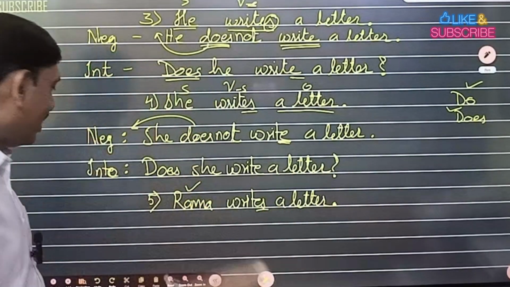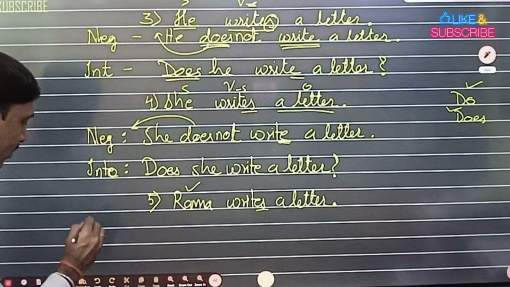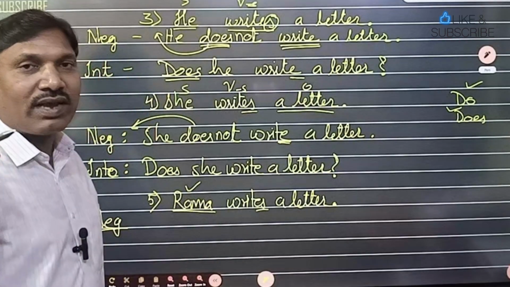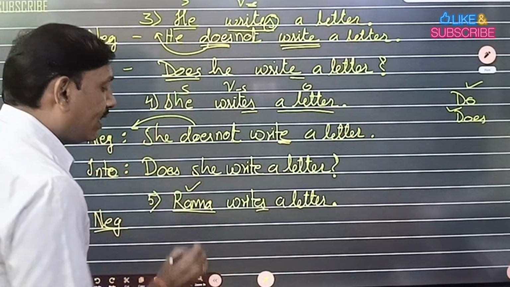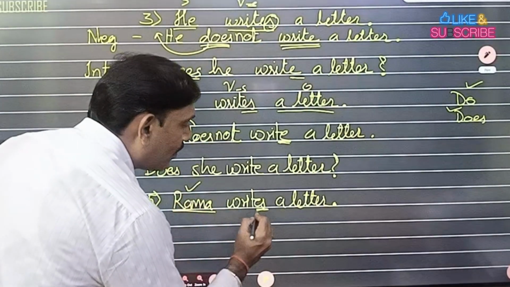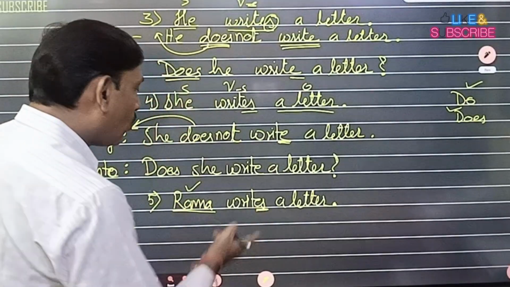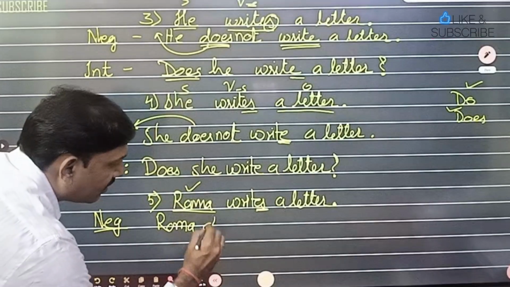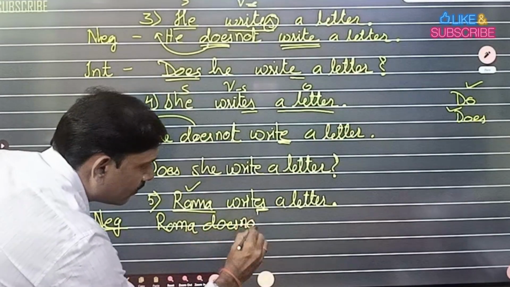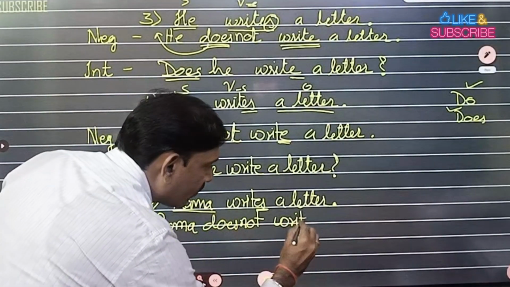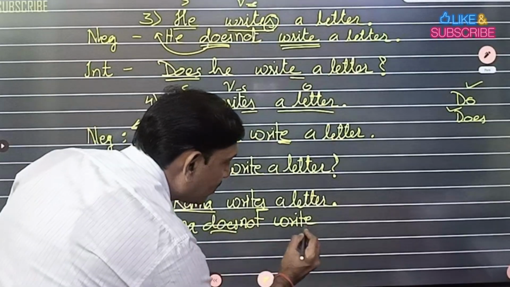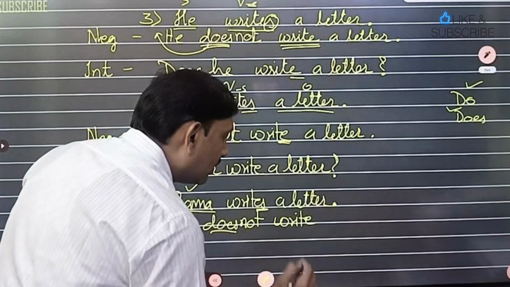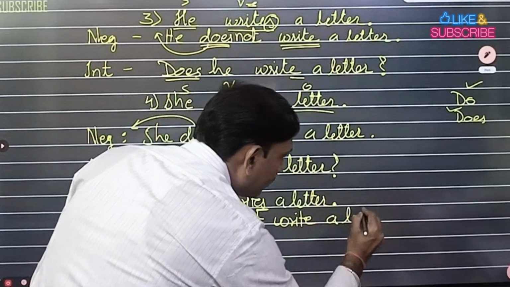Okay, students. In the same way, the fifth one, that is how to make it negative. Here Rama is the singular subject. Okay, singular subject, and if it is a singular subject, then the verb has taken s form. Okay, students, how to make it negative? In the same way, Rama does not. When we take does, then the s will be removed from the writes. Okay, now the verb, so write a letter.